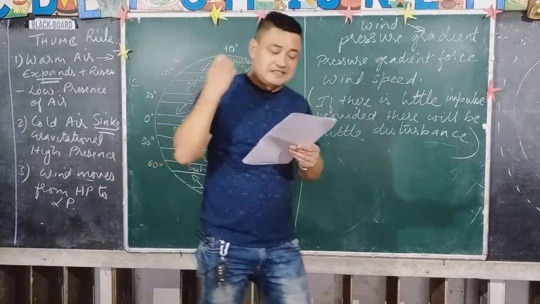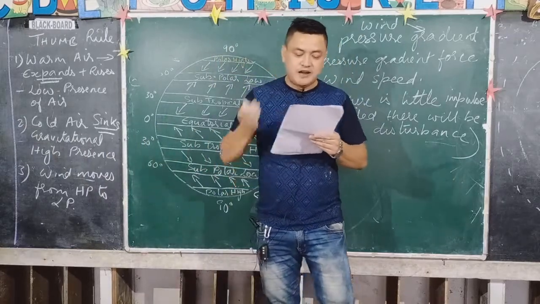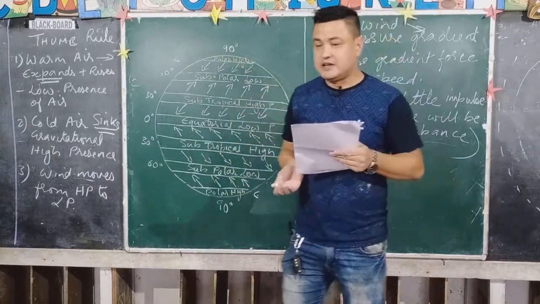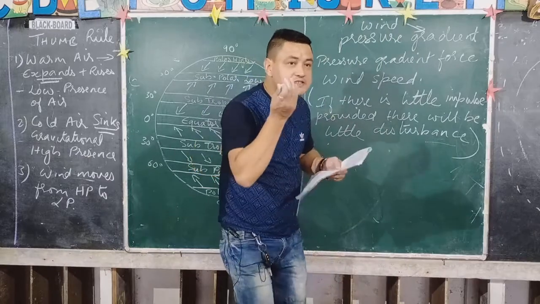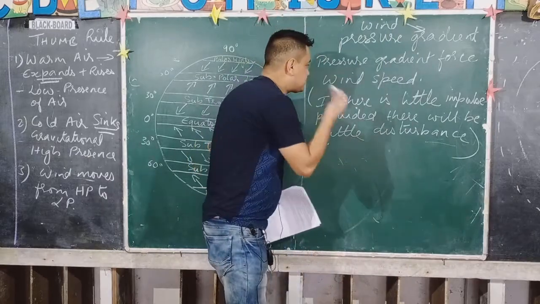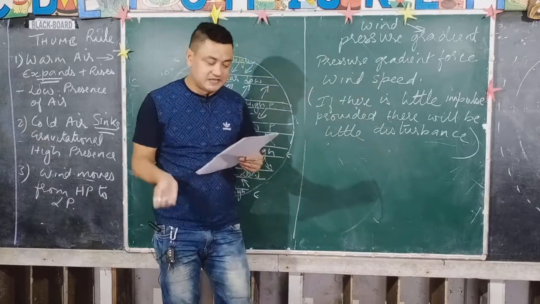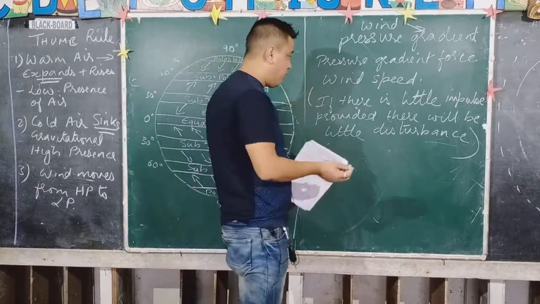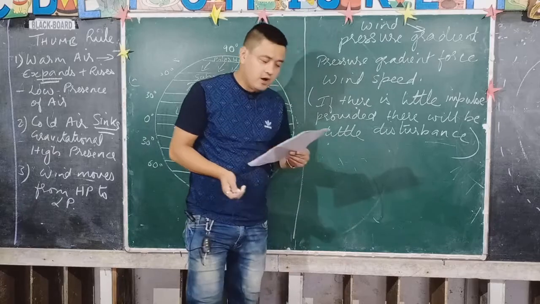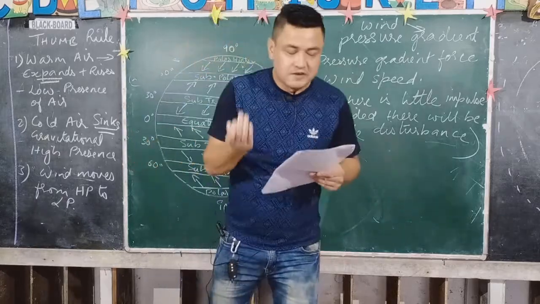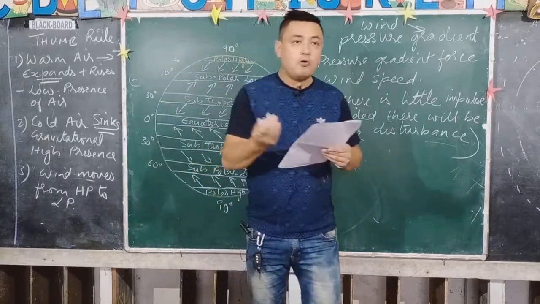When the pressure is less, the speed of the wind is less. When the pressure is less, the wind speed is also less, as well as less disturbance. But when the pressure is more, what will happen? The speed of the wind will also be more, and more disturbance.